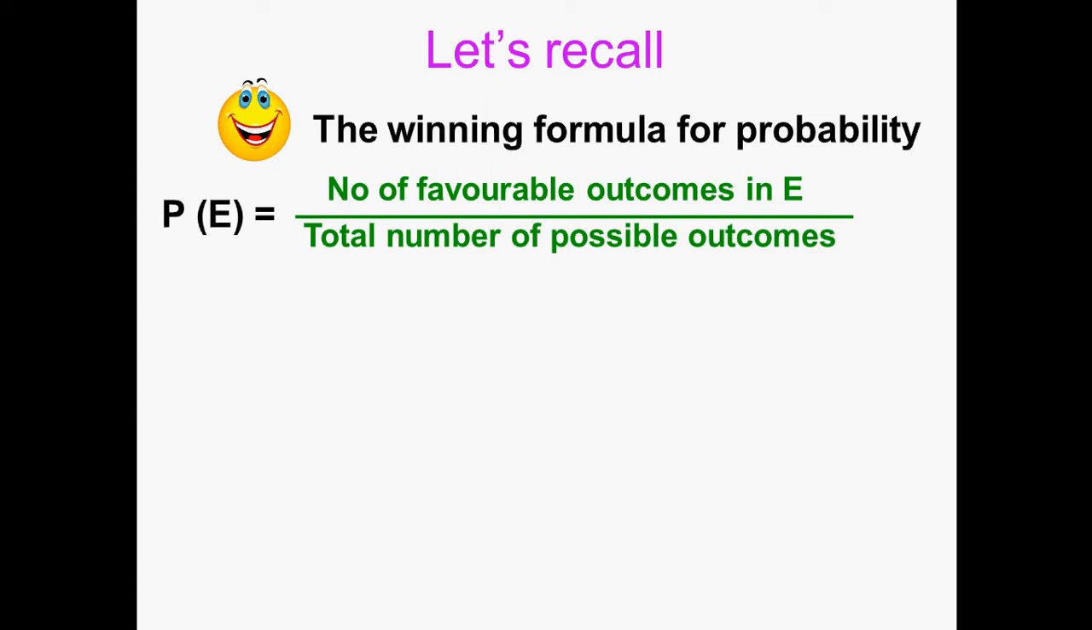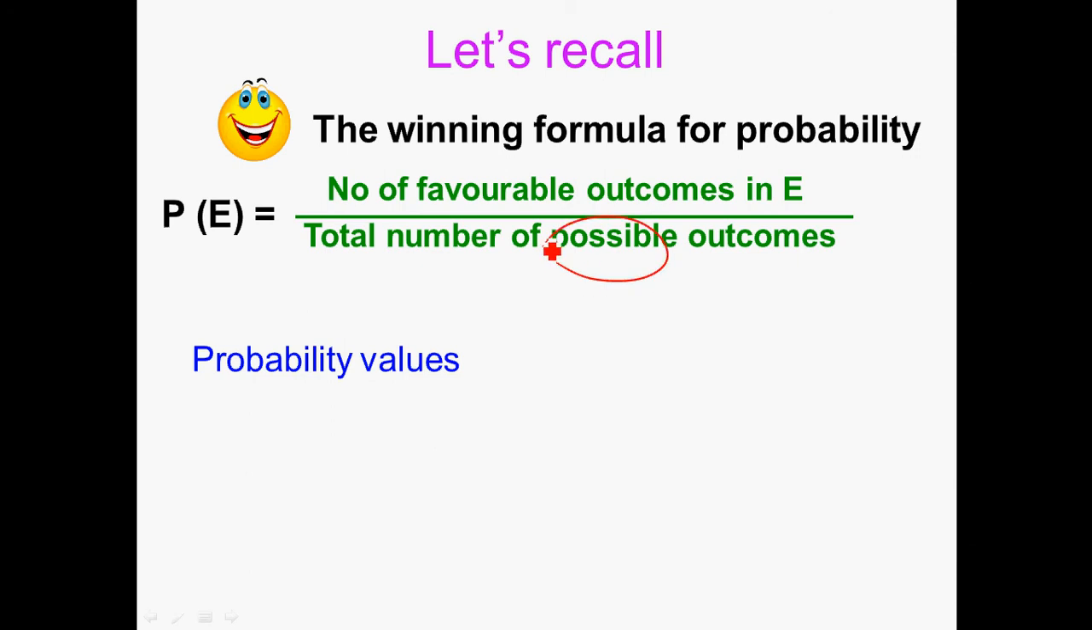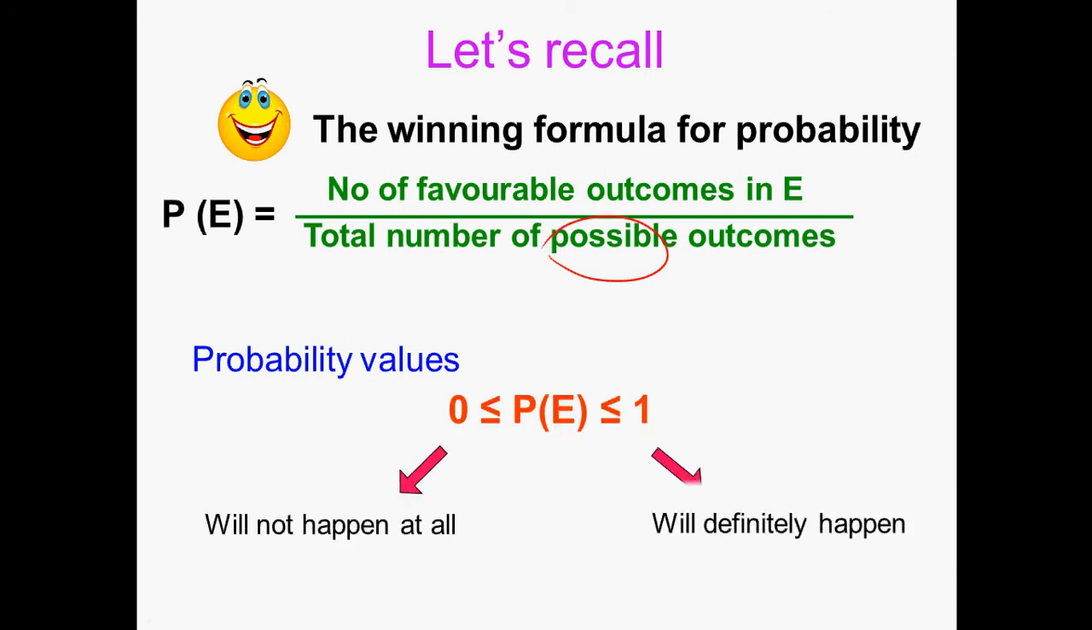So it is still using the same formula, and just take note that the total number of possible outcomes are those that have not occurred. So the keyword is possible outcomes. And we've also mentioned at the end of the last section that the probability will range from 0 to 1.